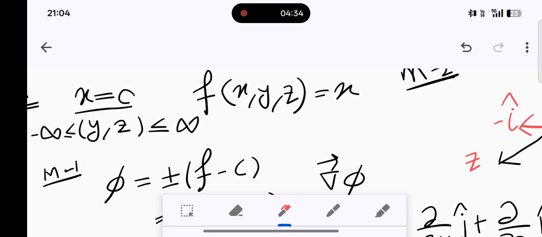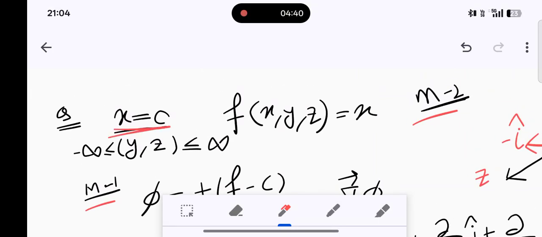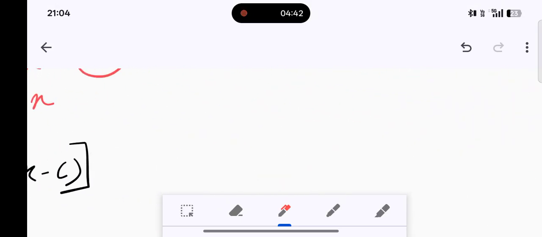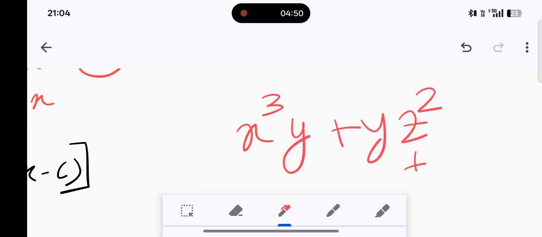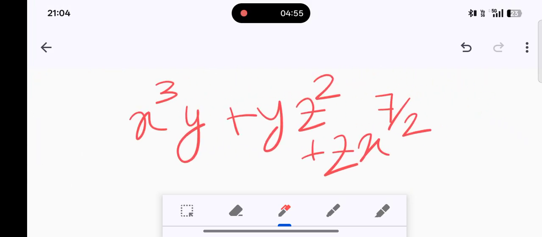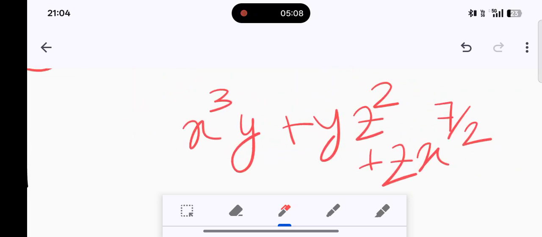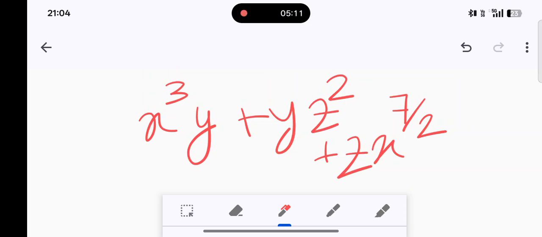You can go through method 1 or method 2, it's your choice, but I will prefer method 1 because the examiner will not give you this kind of equation. The examiner will give you something like x cube y plus y z square plus z x to the power 7 by 2. Let's say I'm making it complicated so that you can't plot the graph. Jokes apart, if you are a genius, maybe you can go through graphs, but I suggest method 1: do the partial differentiation so that you can proceed.